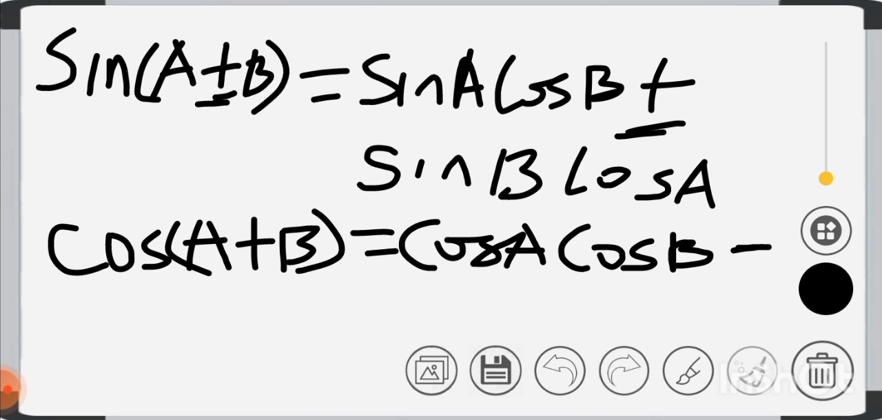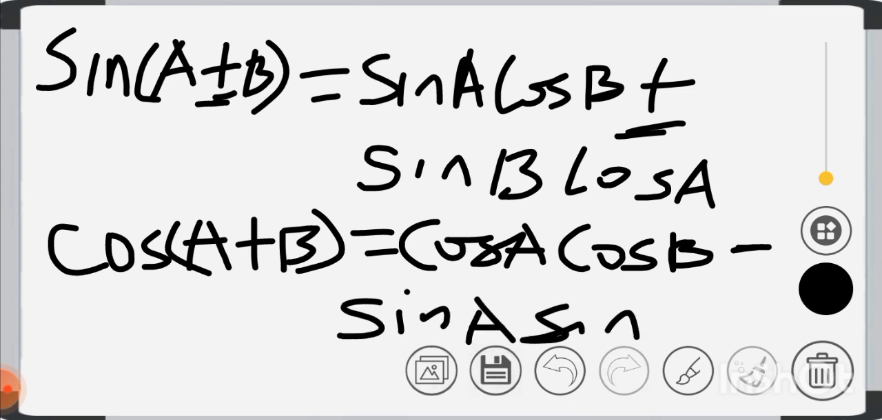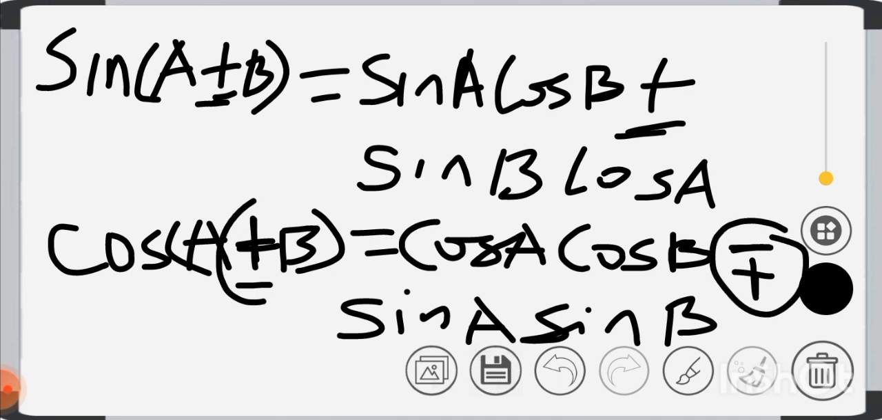But of course, if this one is plus, this one will be minus. Think of that. Minus sine A sine B. So this is just a little way of memorizing it, because there are some good trends inside. Remember, if this one is plus, this one will be minus. Then if this one is now minus, this one will become plus. That's the difference between the two. If you do cos A minus B, that will be cos A cos B plus sine A sine B. So please take note of that. It's very, very important. Just take note of this sign and this one. They alternate, or they're opposite to each other.